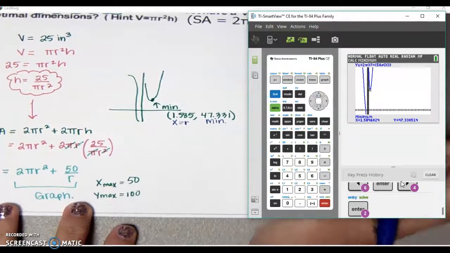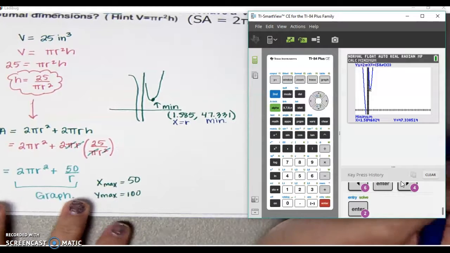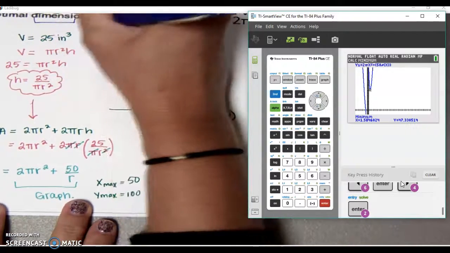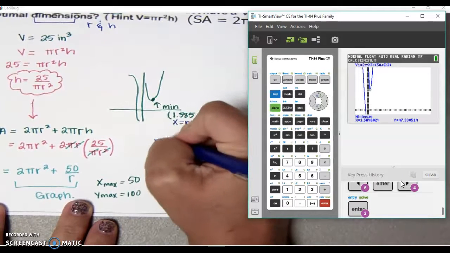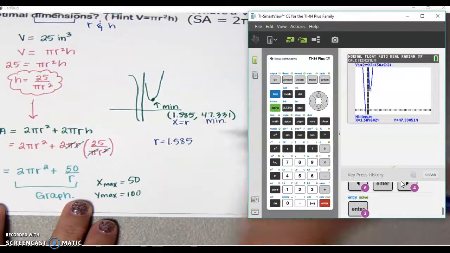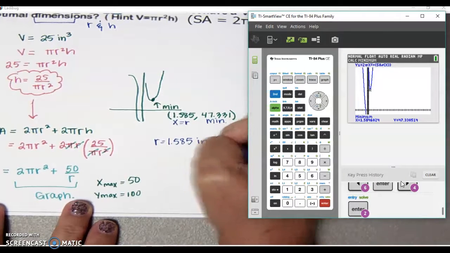Okay, the question said, what are the optimal dimensions? So because they want us to find dimensions, we're trying to find r and h. So we know that our r is 1.585, and that's going to be inches.